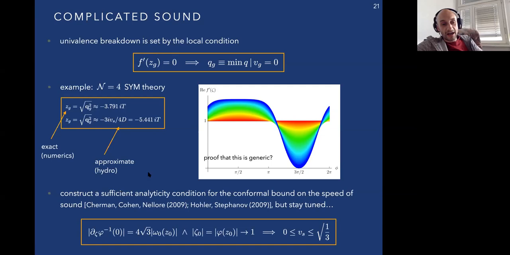Okay? Now, what is particularly interesting for sound is that one can construct a sufficient analyticity condition on the dispersion relation such that if it's satisfied, then all of the theories will immediately obey the conformal bound, okay? Now, it's stated in terms of this conformal map from z to zeta. I don't have any idea what this means intuitively, but it's an analytic condition that if this is true, then your v_s for all of those theories will be bounded from below by 0 and from above by 1/3. And obviously, this needs to be investigated. It needs to be investigated in examples where the bound is actually obeyed.